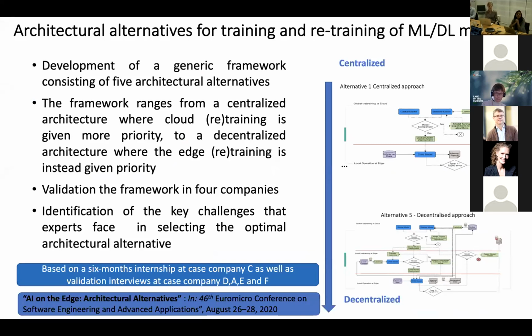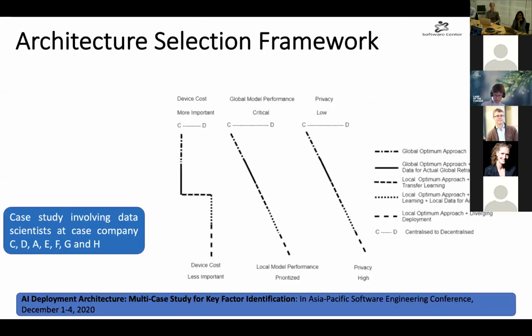So the framework ranges from centralized architecture, where cloud retraining is given more priority, to a decentralized architecture, where edge retraining is given priority. And we also identified the key challenges that experts face when they have to select an optimal architectural alternative among the centralized, mix of centralized and decentralized, and decentralized architectures.